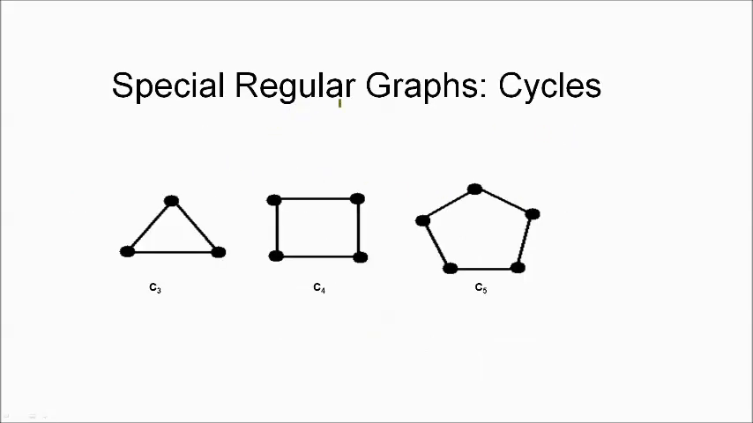So we have special regular graphs, or cycles. This is an example of cycles. We have C3, C4, and C5.